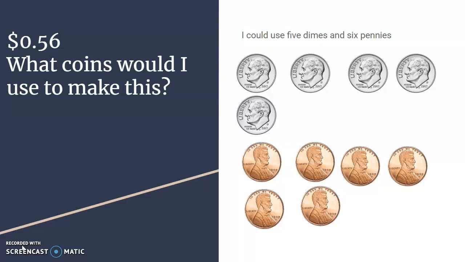We could count out one by one and use 56 pennies, but an easier way to do that is I could use 5 dimes, so I'll count them by tens, like we know how we're supposed to count dimes: 10, 20, 30, 40, 50. So that gives me my 50 cents. And then I could add 6 pennies, so 6 ones. So I have 50, and I would count 51, 52, 53, 54, 55, 56. So that's a way I could make 56 cents.